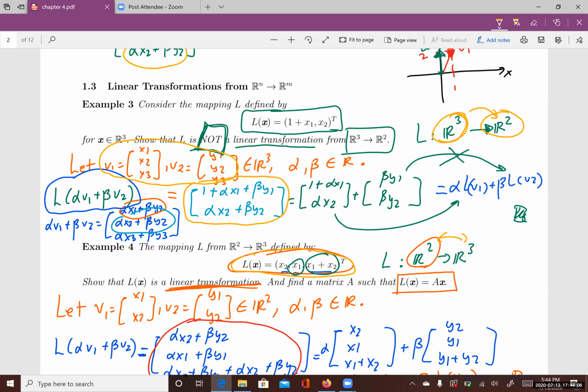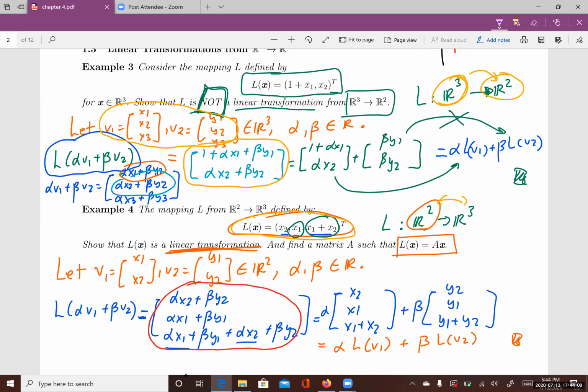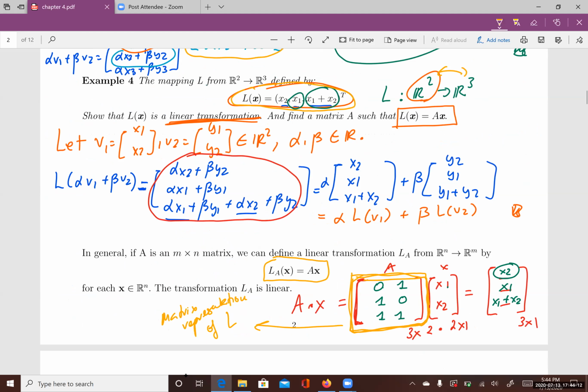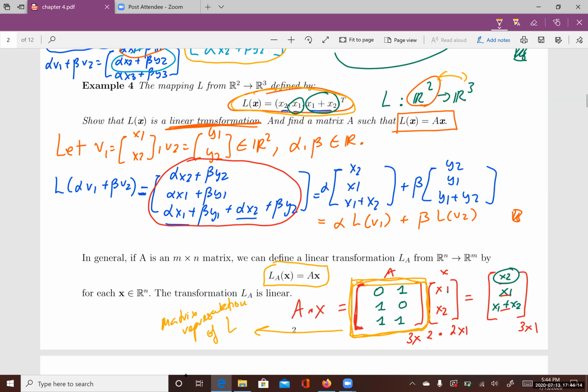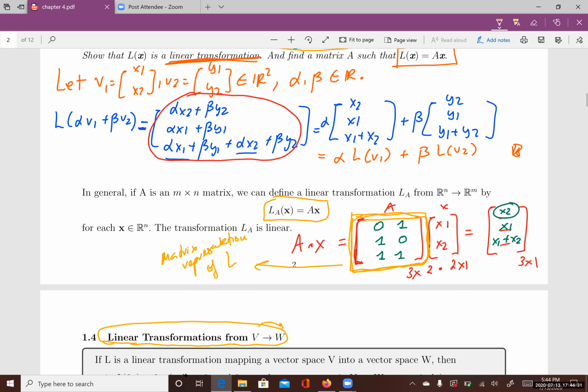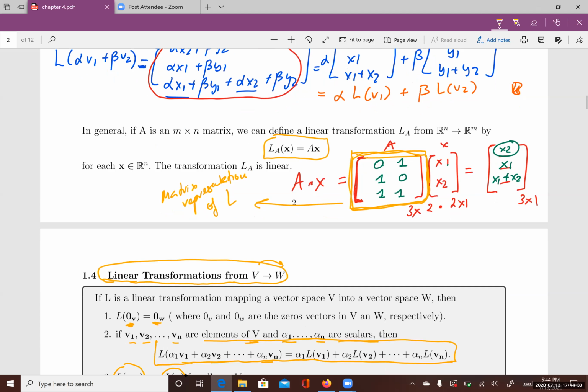Okay. And then for each linear transformation, you can find a matrix representation. And we just found a matrix representation for this linear transformation. That means if you multiply this matrix onto a vector, it is the same as applying the map onto this vector. And here are the three properties of linear transformations.